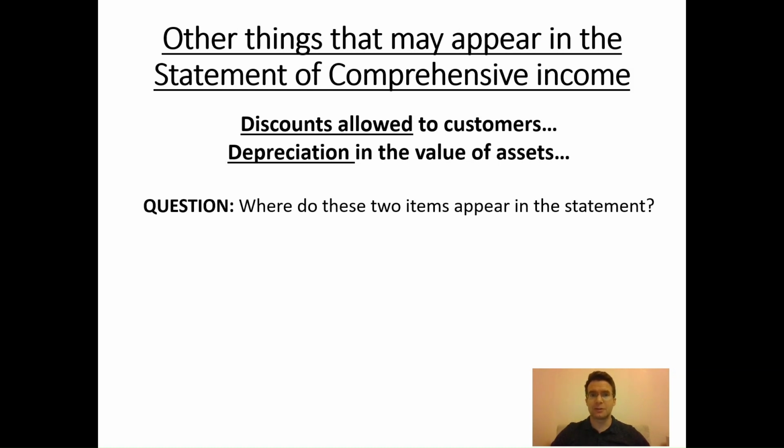Depreciation, therefore, is when things lose value over time. Things that may lose value are vehicles with use and mileage. Other things that may lose value is potentially stock. So, depreciation and discounts allowed appear in the comprehensive income statement as expenses, not as cost of goods sold, they appear as expenses.